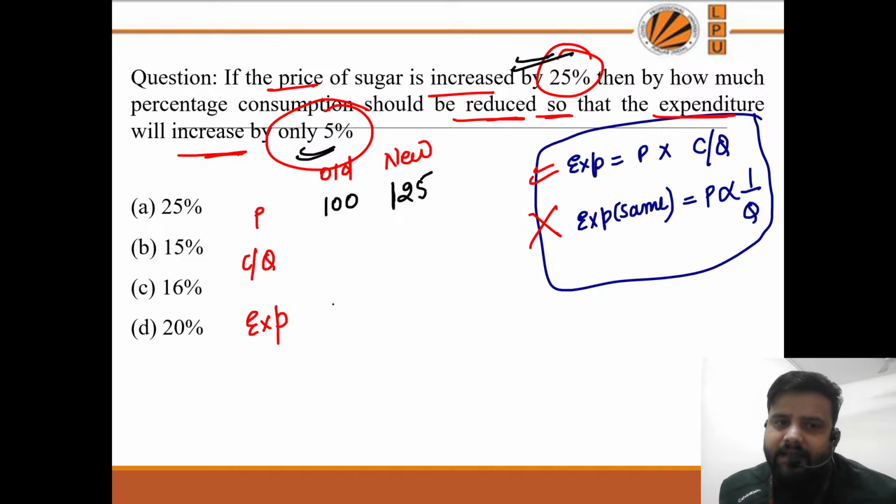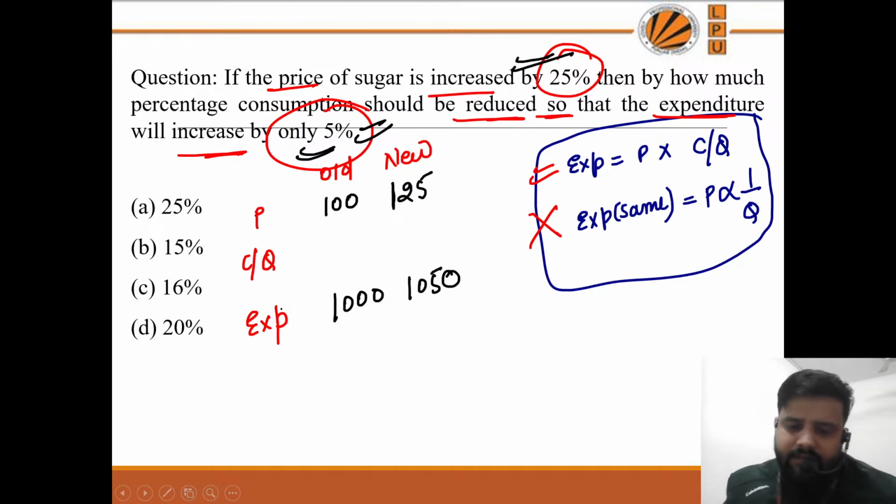We can't assume it as 100. Why? Because it will be only 105 in that case. So we have to assume it as any power of 10. Let's assume it like 1000. It is increasing by 5%. So 5% of 1000 is 50, so it will become 1050. Now see here closely.